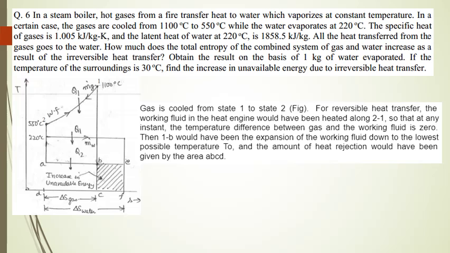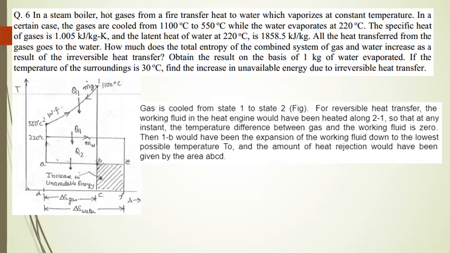How much does the total entropy of the combined system of gas and water increase as a result of the irreversible heat transfer? Obtain the result on the basis of 1 kilogram of water evaporated. If the temperature of the surroundings is 30 degrees Celsius, find the increase in unavailable energy due to irreversible heat transfer. Now we can see that gas is cooled from state 1 to state 2.